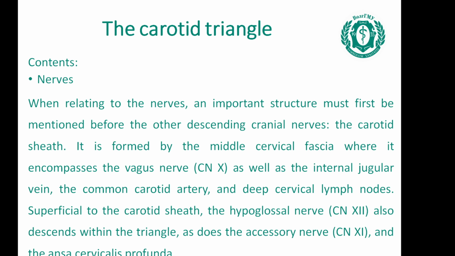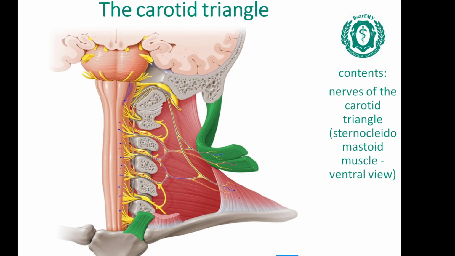Superficial to the carotid sheath, the hypoglossal nerve, the 12th cranial nerve, also descends within the triangle, as does the accessory nerve, the 11th cranial nerve, and the ansa cervicalis profunda. Nerves of the carotid triangle.